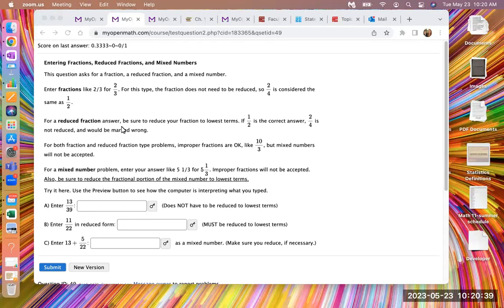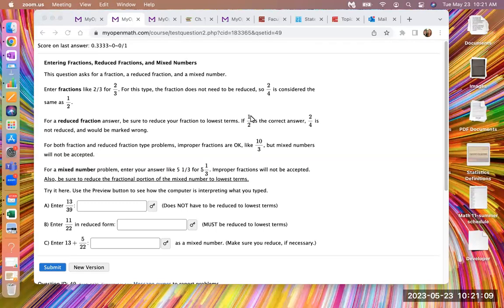For a reduced fraction answer, be sure to put your answer as 1/2. 2/4 is not reduced. When you reduce a fraction, you just have to make sure that there's no number that divides into numerator and denominator. And if there is, you have to divide by that number first on top and bottom. Reduced means to put it in such a state like 1/2 is reduced because no number will divide into one.